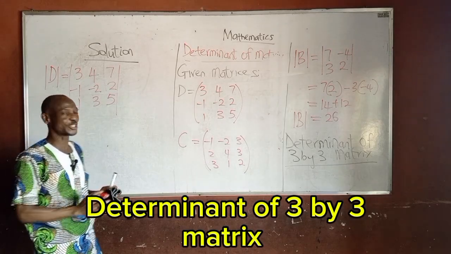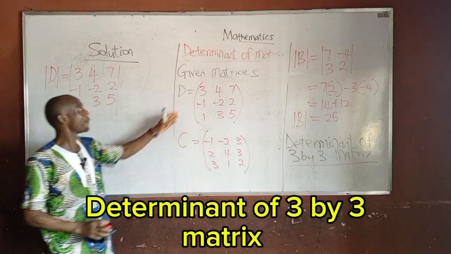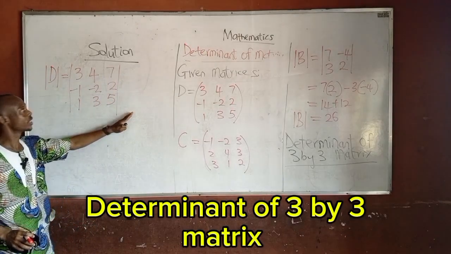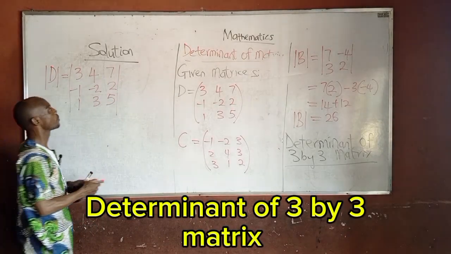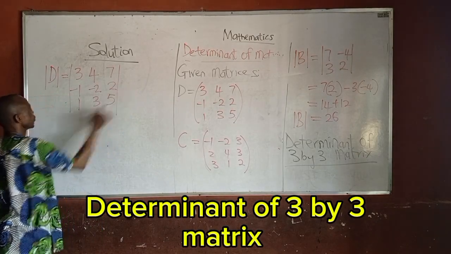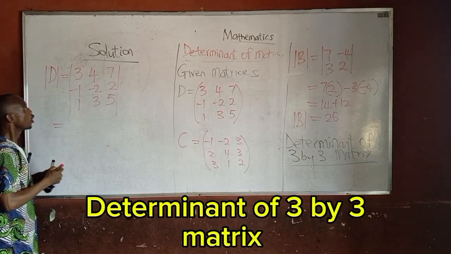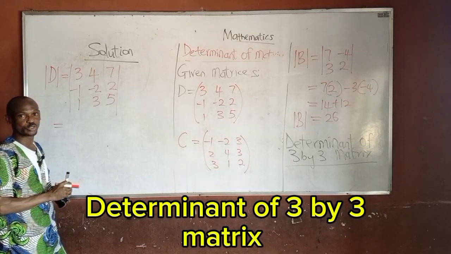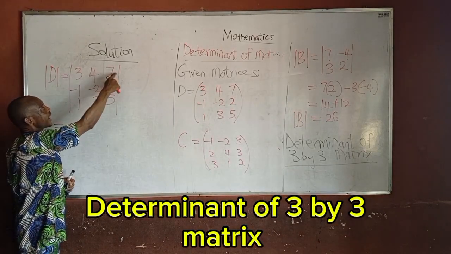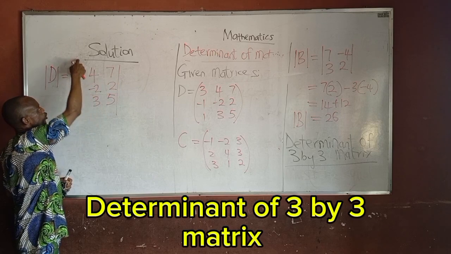Now we have to pay attention. How do we go about the determinant of a 3 by 3 matrix? This is what we do. This is equal to, we are going to close the first row and the first column.